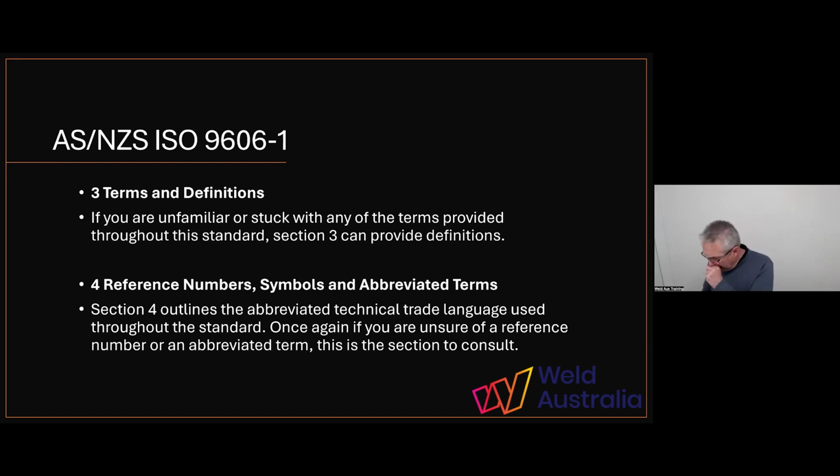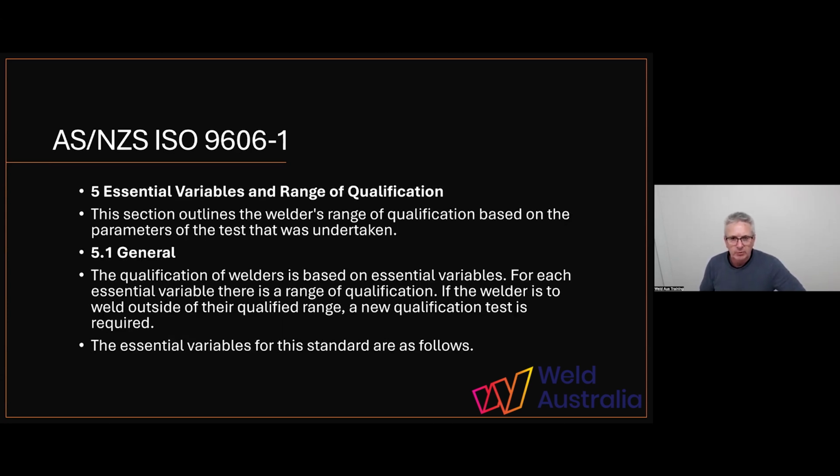Okay. Section 4 does contain a fair bit of information, particularly regarding the terminology that they're using in the document. Then when we go into section 5, it lists the essential variables and the range of qualification. So in this section is where we start to see a lot of our tables in reference to our range of qualification. That's where we're going to see positioning, and we're going to see consumables.